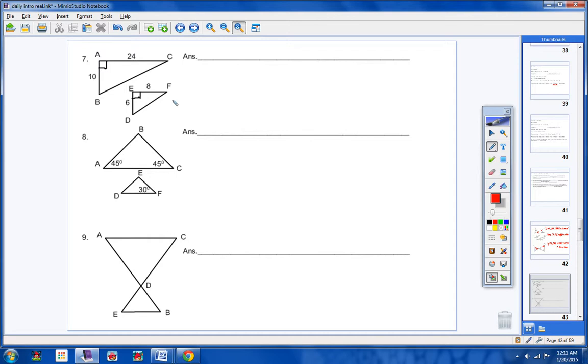All right, numbers 7, 8, 9. Okay, now look. I have an angle congruent to an angle, 90 degrees, 90 degrees. Now we do have a theorem that says side-angle-side. Let's see if we have that. 10 corresponds to 6, so 10 over 6 equals 24 over 8. Now if you reduce these two fractions, do you get equal fractions? No, you do not.